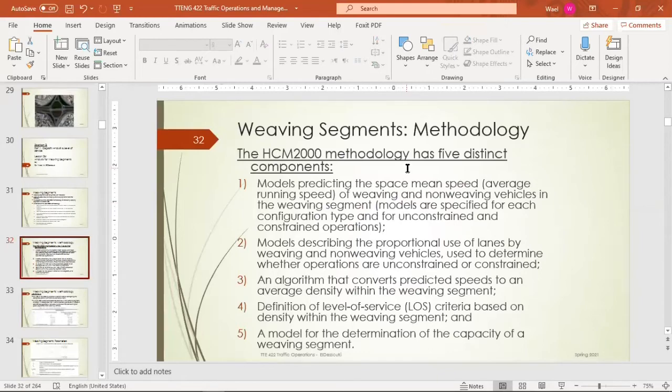The Highway Capacity Manual method has 5 distinct components. Models predicting the space mean speed.